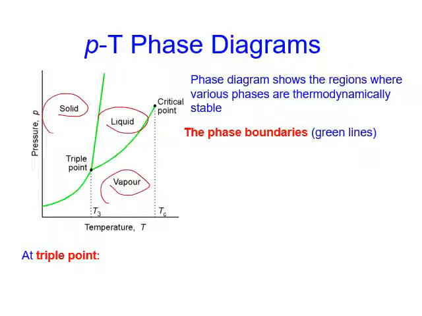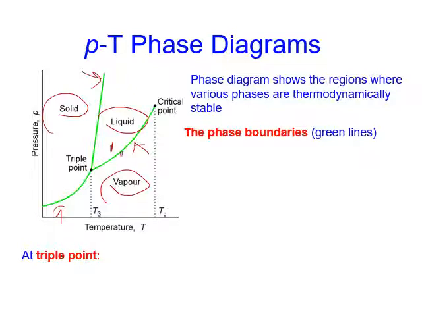The phase diagram also contains three phase boundaries: the solid-liquid phase boundary, the solid-vapor phase boundary, and the liquid-vapor phase boundary. Any point along a phase boundary means two phases can exist at the same time. They are both thermodynamically stable. For example, a point here, so let's say this is point 1.